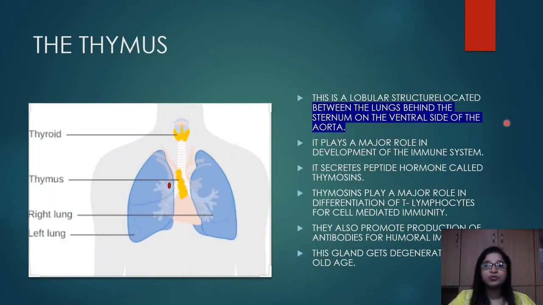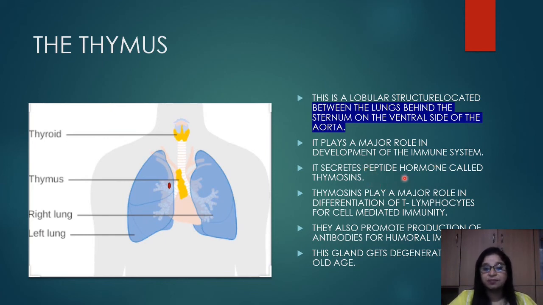Yes. Now we come to another endocrine gland, which is generally not much talked about, but it's also an important gland, called the thymus. Where is it located? It is a lobular structure located between the lungs, behind the sternum or your breastbone, on the ventral side of the aorta. So just in front of the aorta. It plays a major role in the development of our immune system. So an important contribution of the thymus is to the immune system.